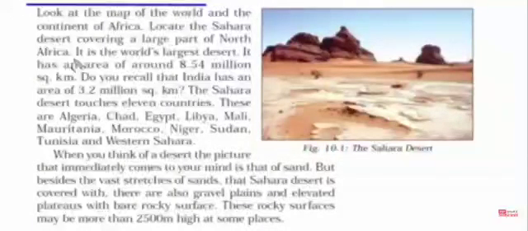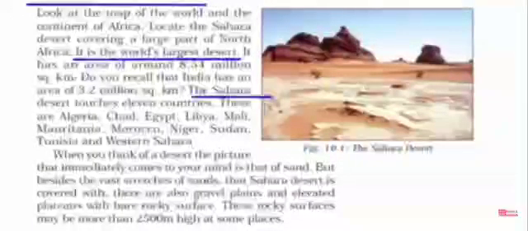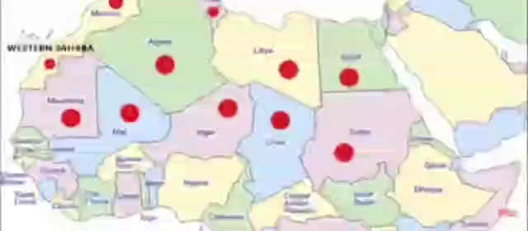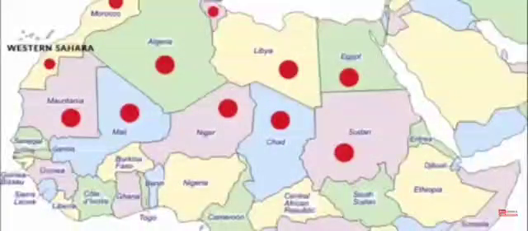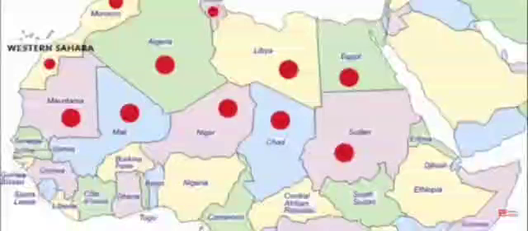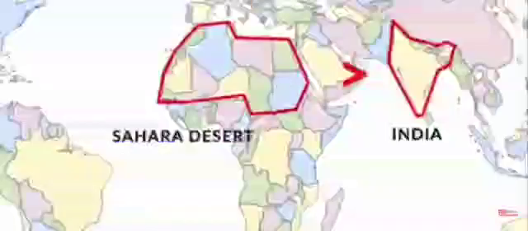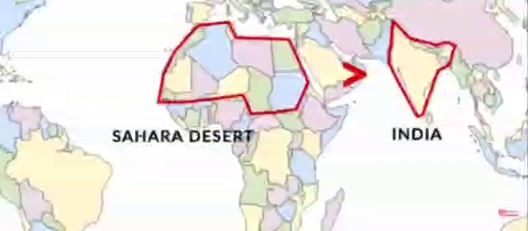It is the world's largest desert. The Sahara Desert touches 11 countries. I'll just show it to you on a map. These are Algeria, Chad, Egypt, Libya, Mali, Mauritania, Morocco, Niger, Sudan, Tunisia, and Western Sahara. The total area of the Sahara Desert is more than the total area of India. That's how big it is.